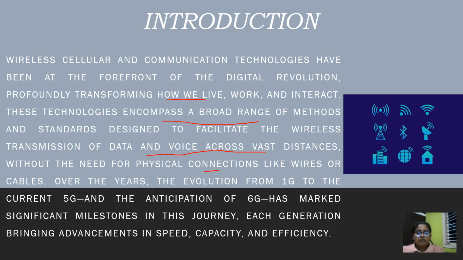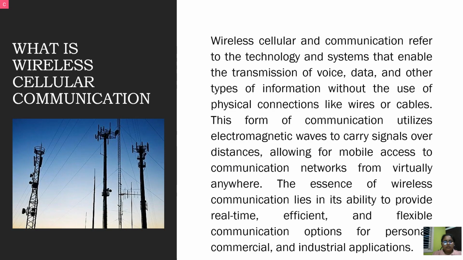Over the years, the evolution from 1G to 5G, current 5G, and the anticipation of 6G has marked significant milestones in this journey, each generation bringing advancements, which means improvements in speed, capacity, and efficiency. These are the main three categories that the progression of generations from 1G to 6G depends on. This is about the introduction of wireless cellular communication.